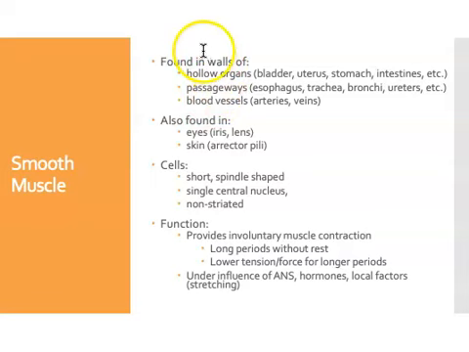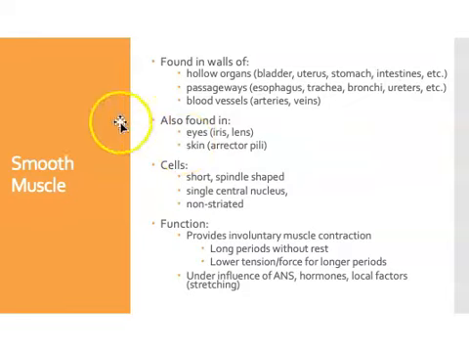But in addition to these organs, smooth muscle is also found in your eyes. Smooth muscle is responsible for the movement of your iris, controlling the size of your pupil, and for the movement of the lens when you focus on objects. It's in the skin. Remember the arrector pili muscle that can raise hairs on your skin.